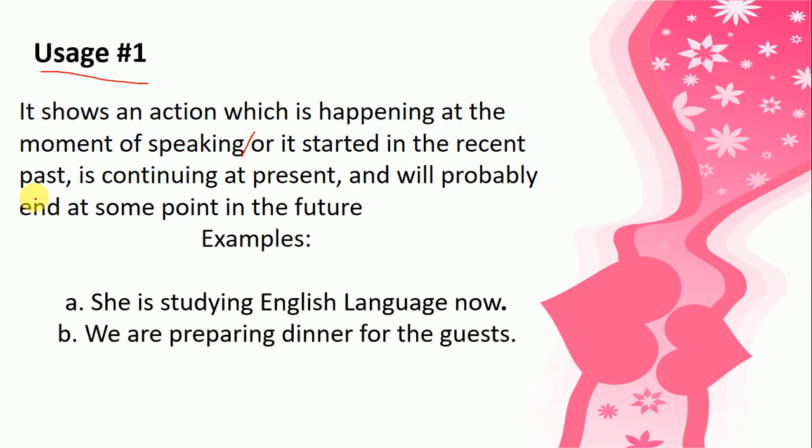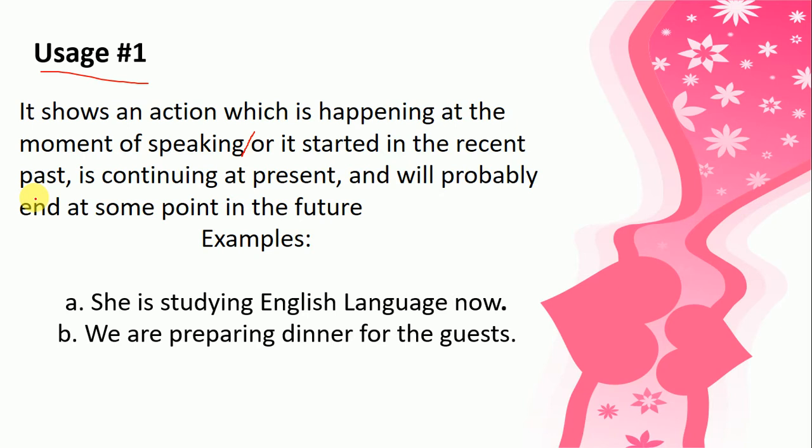Now you can see the other one. We are preparing dinner for the guests. For example, you ask me a question and you tell me, what are you doing? And I say, we are preparing dinner for the guests. So it means that we are busy and engaged in preparing dinner for the guests now.